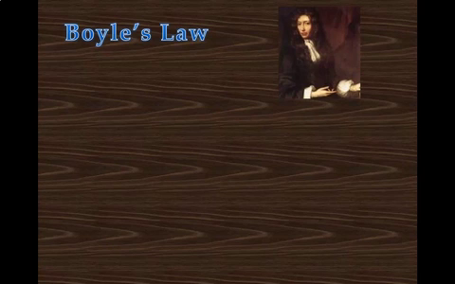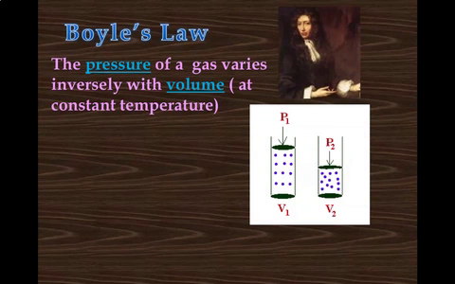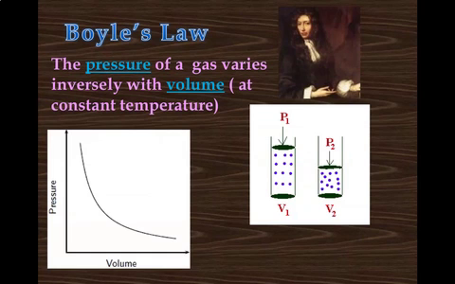Okay, last but not least, we have Boyle's law, and his law had to do with pressure and volume. He said pressure of a gas varies inversely with volume as long as the temperature is kept constant. So here on P1 you have a low pressure but a high volume. On P2 you have a high pressure but a low volume. And so this is what that graph looks like.